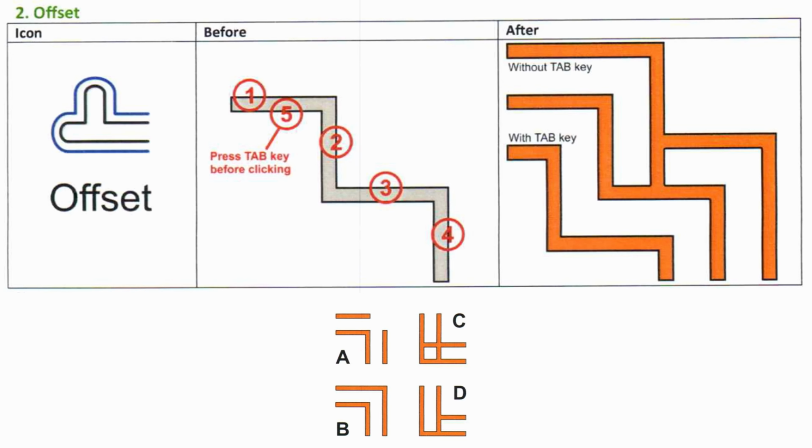Best practices: cancel the command between offsets to avoid corner distortion. Use Tab for clean chain offsets. Be precise with cursor position. It controls offset direction. Avoid offsetting host walls with embedded components unless duplication is intended.